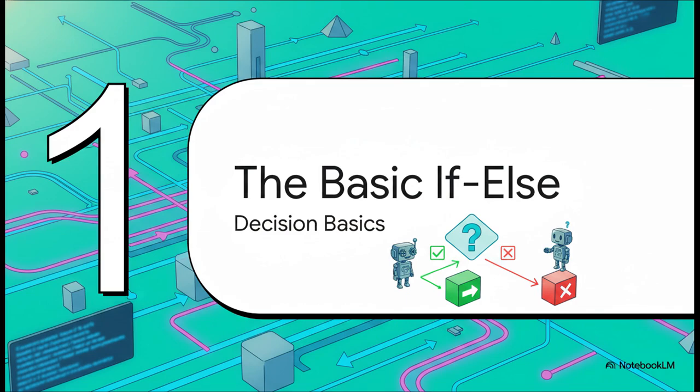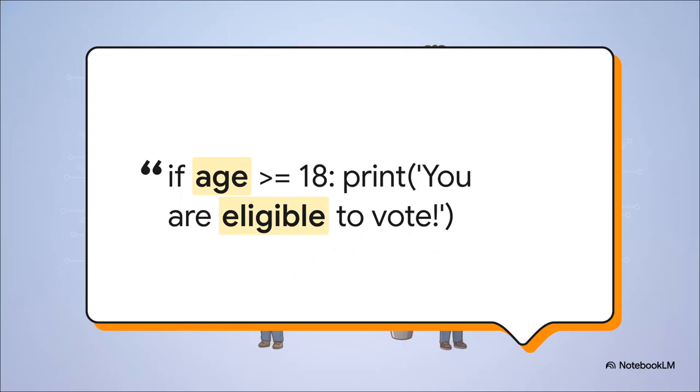Section 1. The basic if-else. Let's read through this awesome example, kind of like a conversation. Here, we're checking the legal voting age. We say, if age is greater than or equal to 18, and hey, notice that colon right at the end. Then, we drop down, use our mandatory 4 spaces of indentation, and tell it to print, "You are eligible to vote." But else, another colon, we drop down, indent 4 spaces again, print, "Sorry, you cannot vote yet."